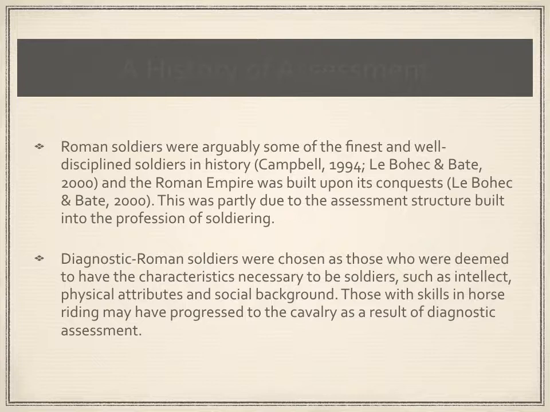Those people who had skills in horse riding naturally may have progressed to the cavalry as a result of this diagnostic assessment. And if you recall, diagnostic assessment is designed up front to basically try and find a little bit more out about the students that you have before you start teaching them. So make sure that you can focus the teaching and the learning process properly.